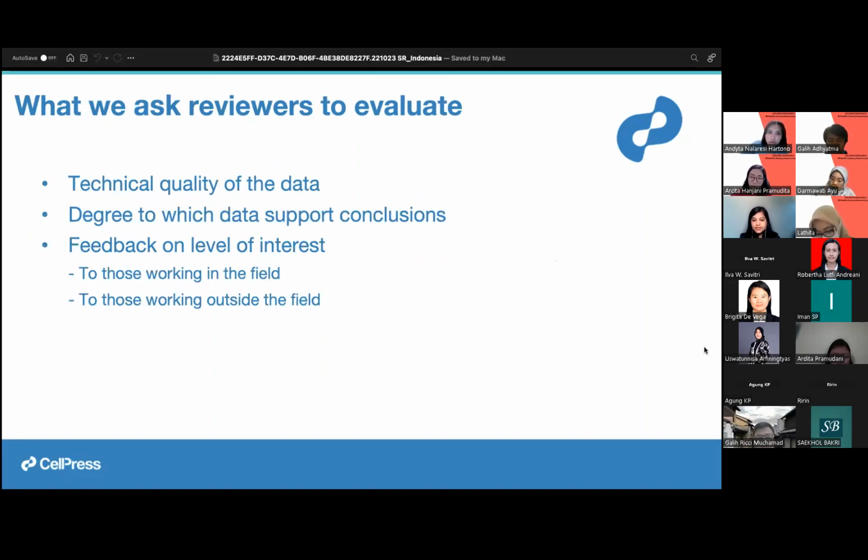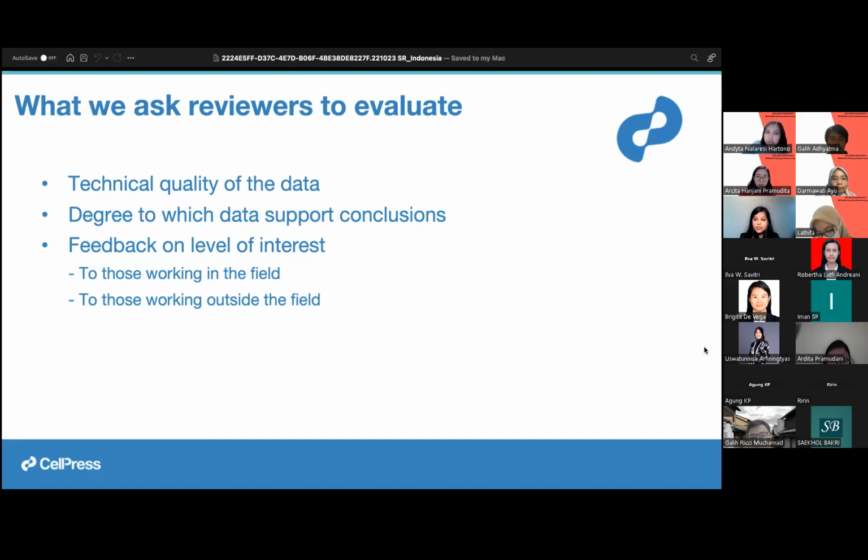Let's say we decided to send the paper out. What are we asking reviewers to evaluate? So of course, reviewers are the experts in the field. They know the field very well, not just the conceptual knowledge, but also the technical details. So we ask them to assess first, among other things, the technical quality of the data. Are these experiments done well? Are they done to a high scientific standard? Are authors using the right models? Do they have the right number of replicates? Do they have the right controls? All of those kinds of things.